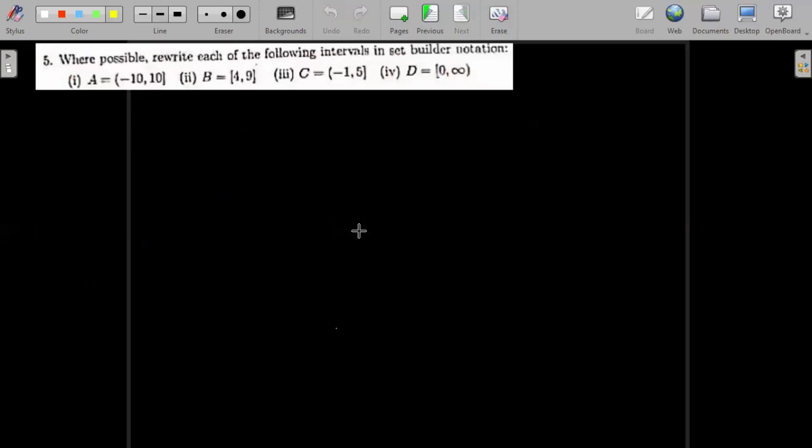Question 5, which is the last question for our class today, is telling us, where possible, write each of the following intervals in set builder notation. So for the first one, A, you would write the set of X such that, so the interval that we have is open at negative 10 and closed at 10. So that's the set of X such that I'll write negative 10.